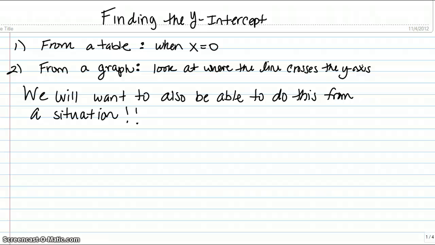Okay, we're going to be finding the y-intercept today, but specifically from a situation. Before, we talked about how to find a y-intercept from a table. We always look for the place where x equals 0 to find the y-intercept in a table. To find a y-intercept on a graph, all we need to do is look at where the line crosses the y-axis. Both of these things we've already been talking about, but our new topic is how to find the y-intercept from a situation. So, let's get going.